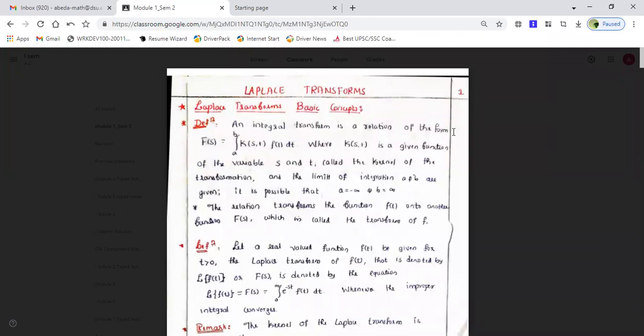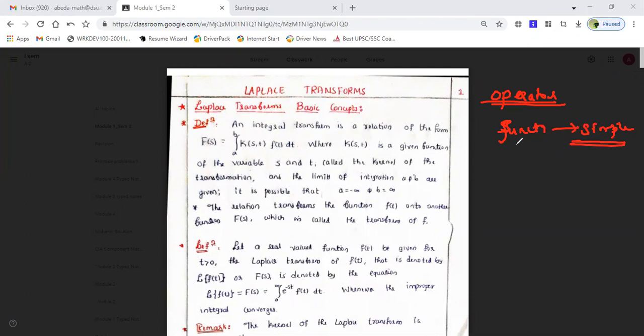First and foremost, the Laplace transform is an operation, or you can say an operator, which converts a function, any function, into a simpler one. It is a tool, a mathematical operation, which converts one function into another simpler function. It may be any function.